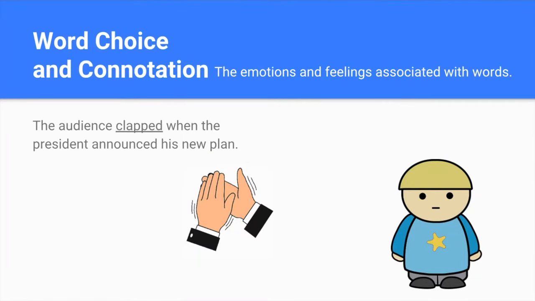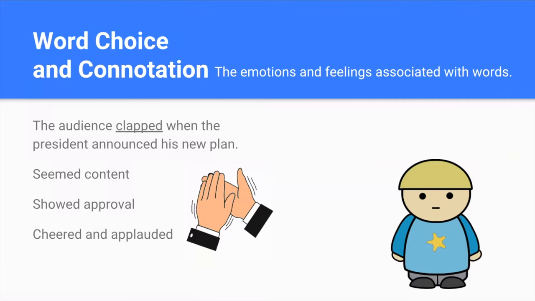So let's look at this example. The audience clapped when the president announced his new plan. The underlined word, clapped, is a fairly objective word there. It's simply describing what happened. If we said the audience seemed content, that's a subjective opinion that may show a negative feeling, that they weren't very excited. Showed approval is a little bit more positive, but still could be negative. Cheered and applauded shows a very positive association. And now roared with excitement is even stronger. So these words, the feelings behind them, could help us identify the bias in that source of information.